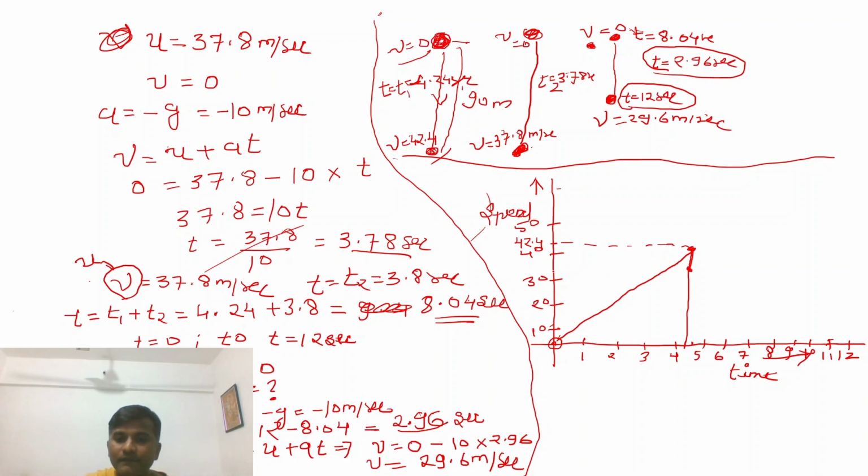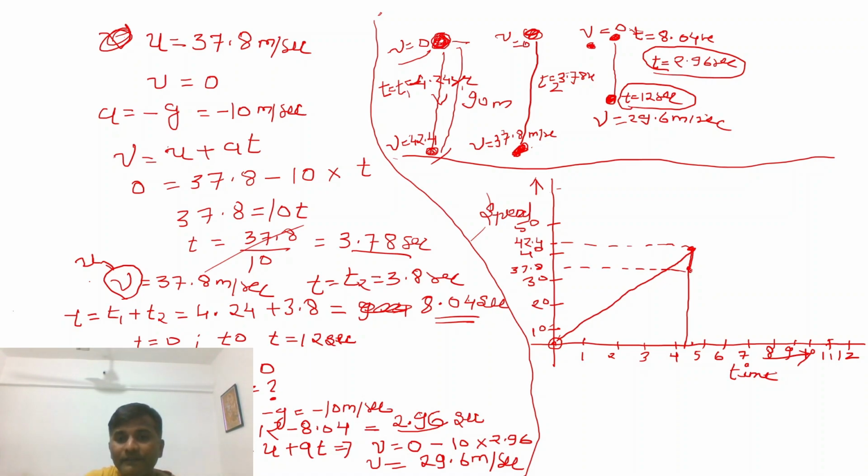37.8 meter per second. The time will be the same, the point will be the same. So this is 37.8 meter per second.